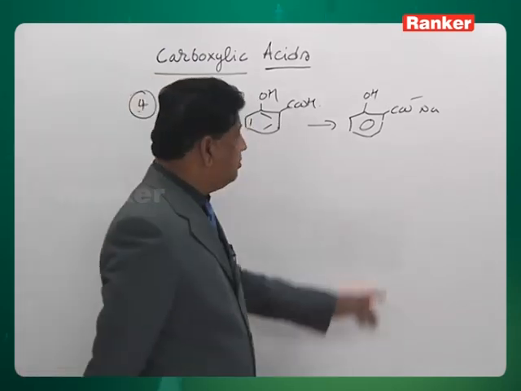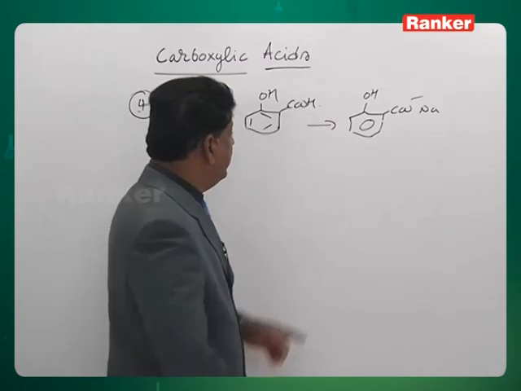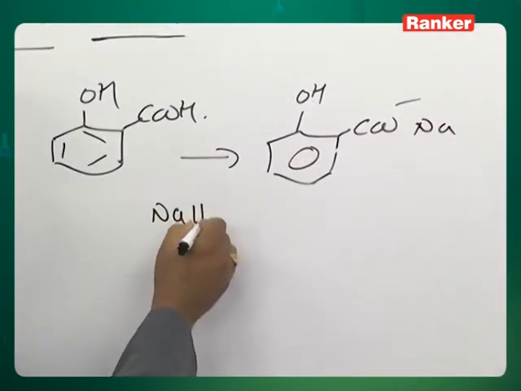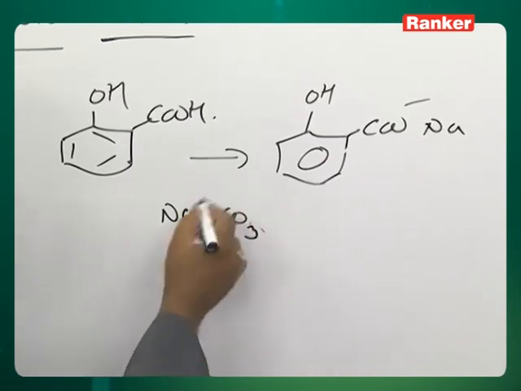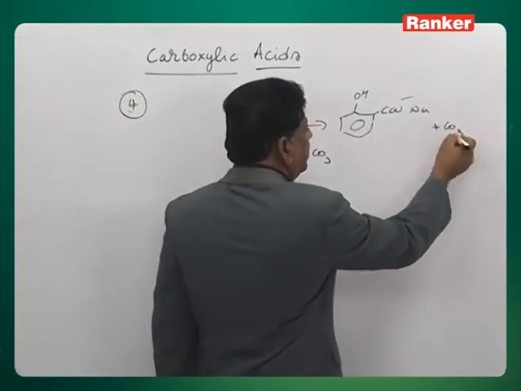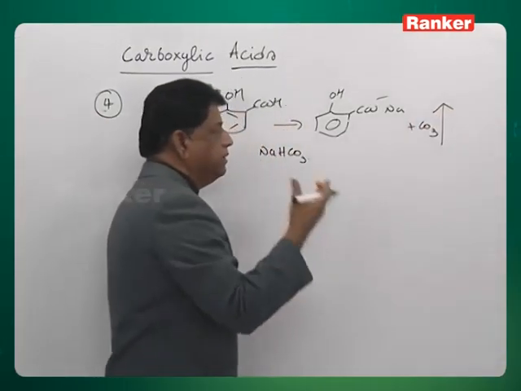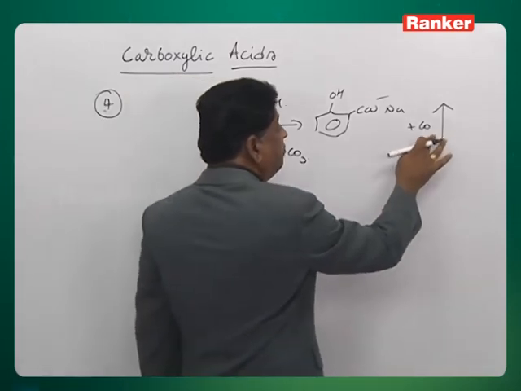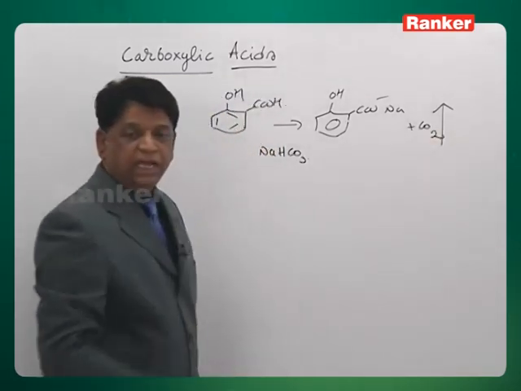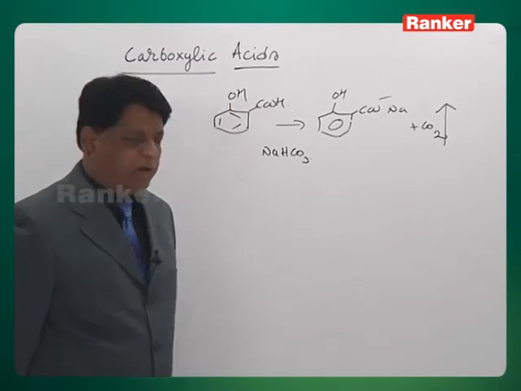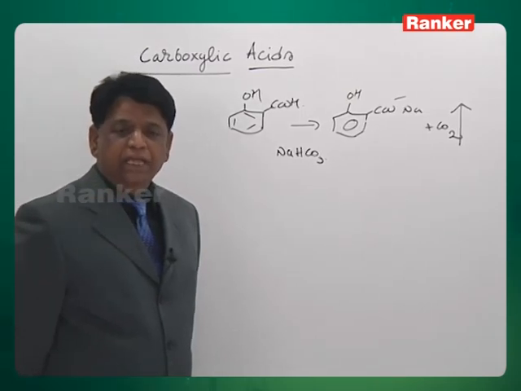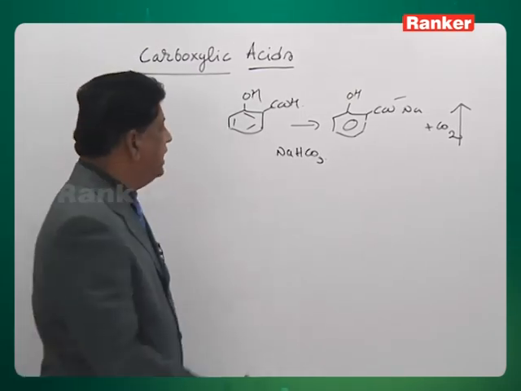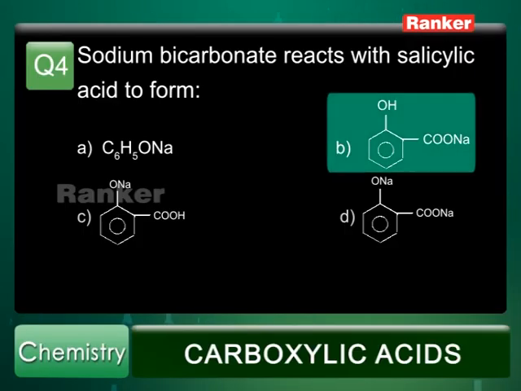That carbon dioxide does not come from the acid, it is from the bicarbonate. Sodium bicarbonate gives this carbon dioxide. From this carbonate you get carbon dioxide. The carbon dioxide comes with bubbles, and it is also known as what? Effervescence. A reaction giving bubbles is called effervescence. All carboxylic acids will liberate carbon dioxide of this type. So options C and D are also wrong. So option B is the right answer.